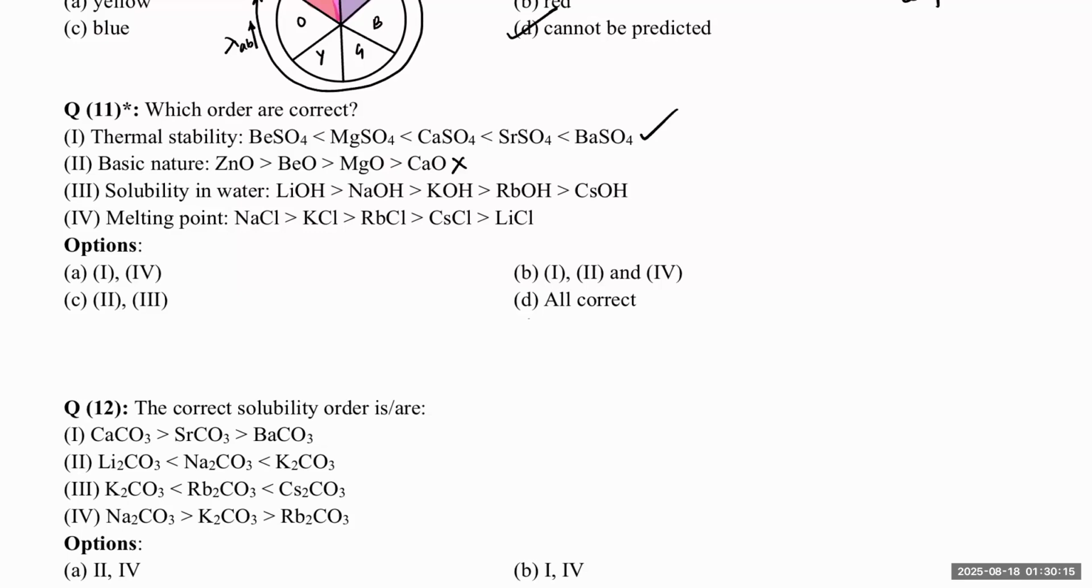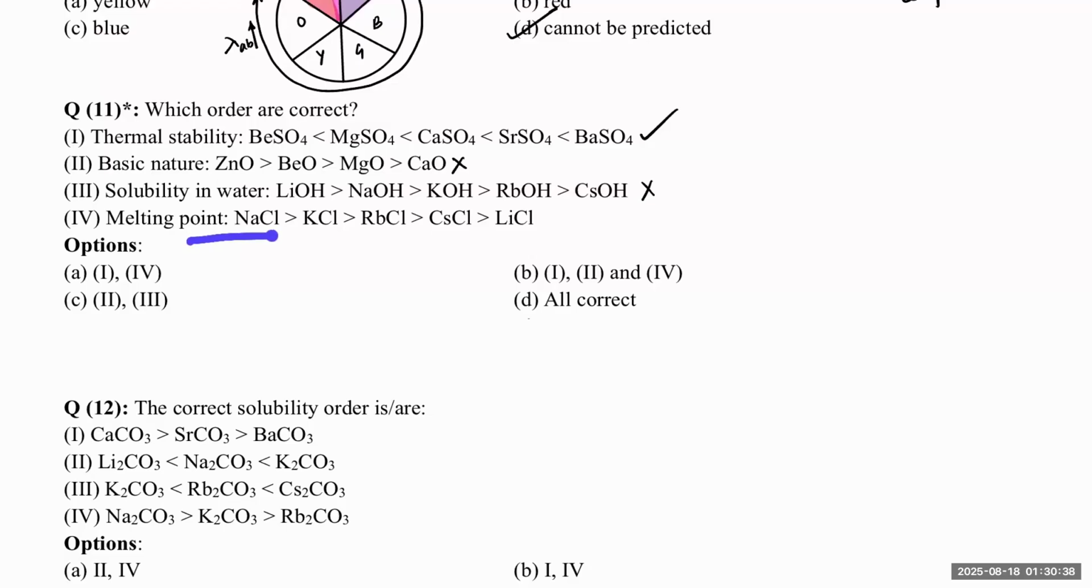If it is a smaller size anion, oxide, fluoride, chloride, hydroxide, cyanide, nitride, for all of these, what happens down the group? Solubility increases. So that means this is given wrong. Down the group, he said it is decreasing, right? In fact, it should increase.